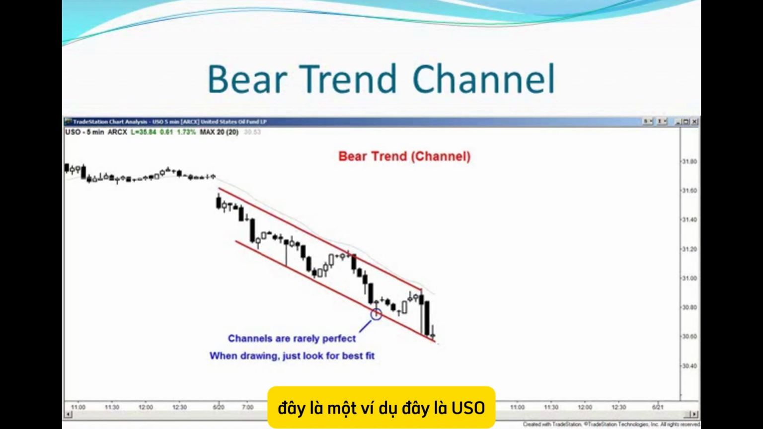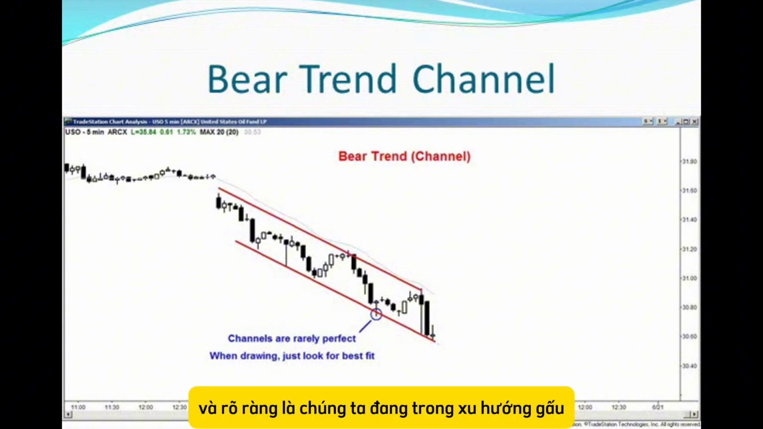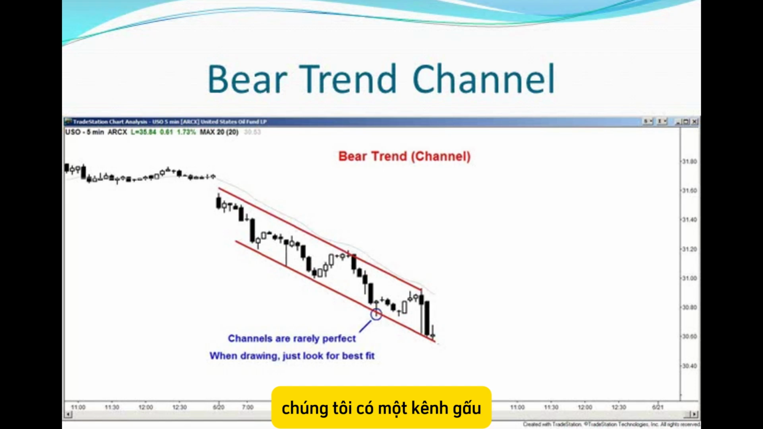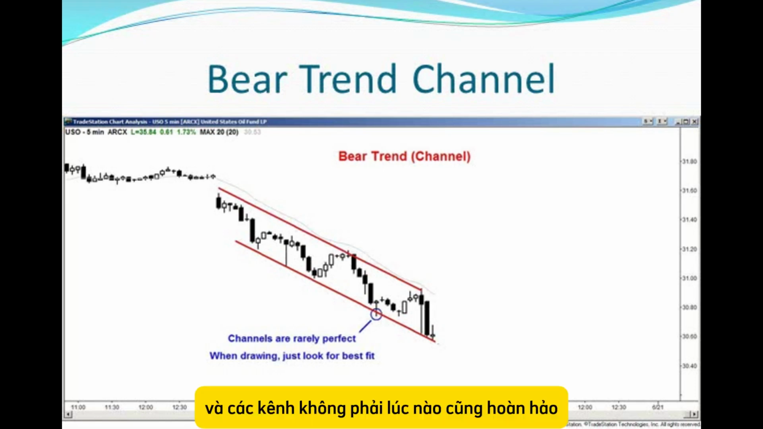Here's an example. This is the USO, the ETF that mimics the crude oil futures contract. And we're obviously in a bear trend. We have a bear channel. And the channels are not always perfect. Sometimes the market pokes below the bottom or pokes above the top, yet the channel can continue. So when you're drawing channels, you just look for a best fit and don't worry about perfection.